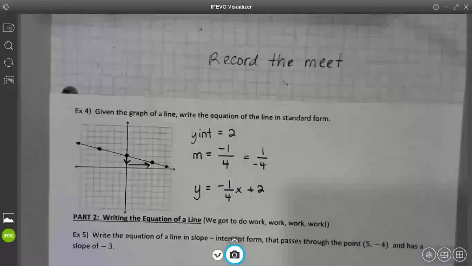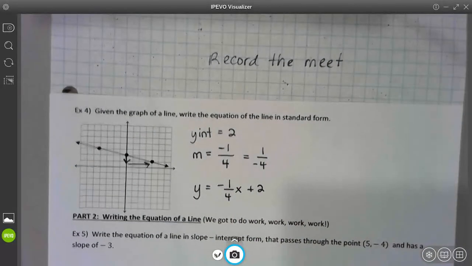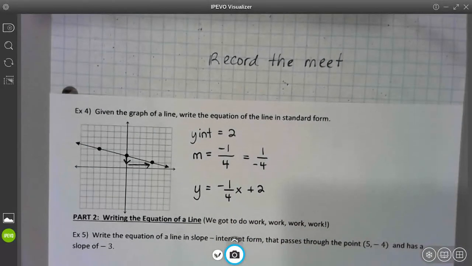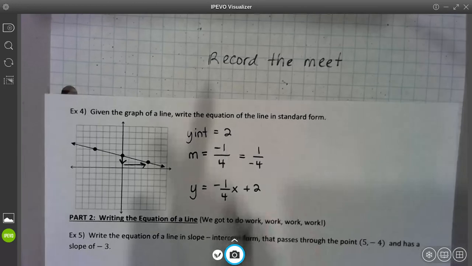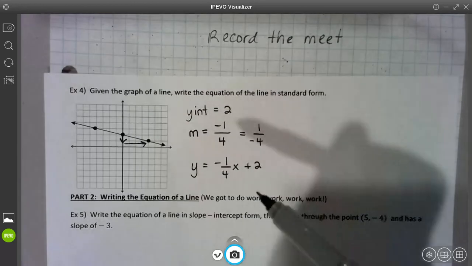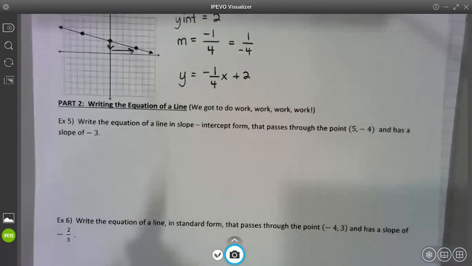So guys, go ahead. What's up, Angel? This says write it in standard form. Oh, I didn't notice that. Angel, just to save time, I actually do that in this problem down here, so I'll show you what that means in this example.